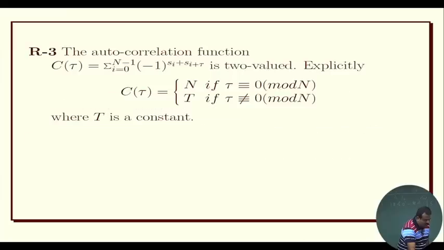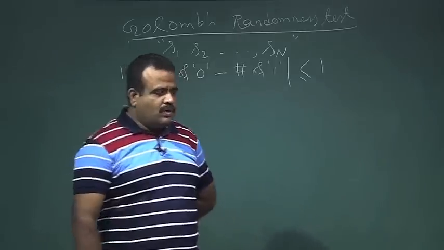We will take an example, and the third rule is the autocorrelation function. We define the function C(tau), where we take x_i and x_{i+tau}, for tau equal to 0 to n. It is n if tau is a multiple of n, that is, if tau is 0 or n; otherwise it should be a constant. So, this is the autocorrelation function. If this is a constant function, then we say the third rule of Golomb's is satisfied. Okay. So, now let us take an example.